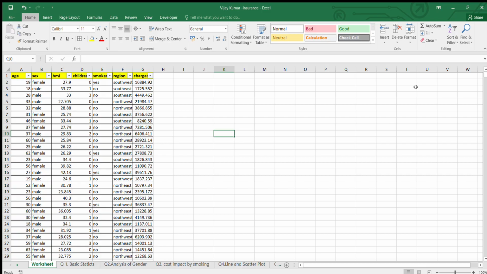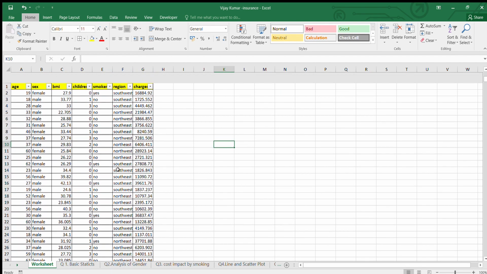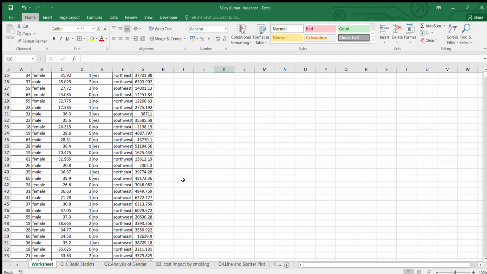In this data we have to clean all the data, remove the duplicates as well as the null values, and after removing the duplicates and null values we have the clean data here. And after cleaning this data, let me move to the first question.